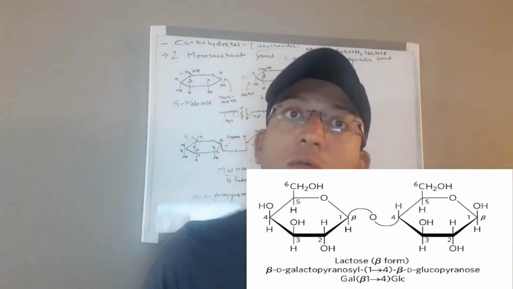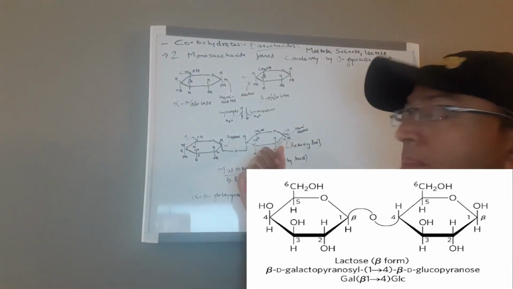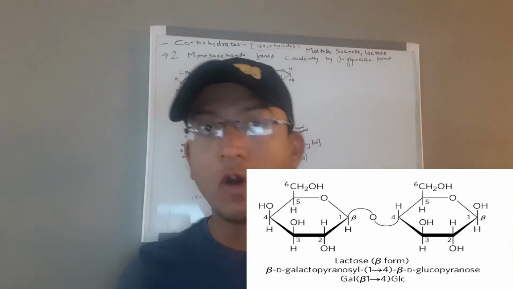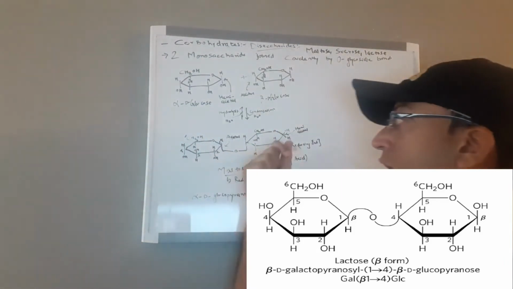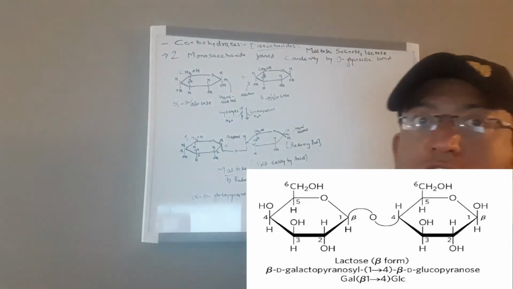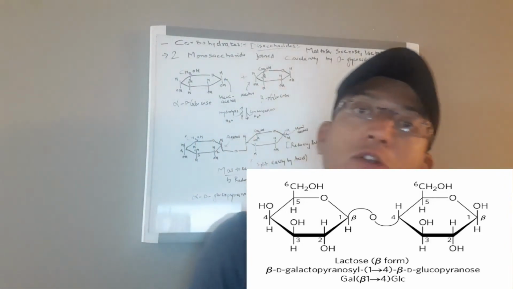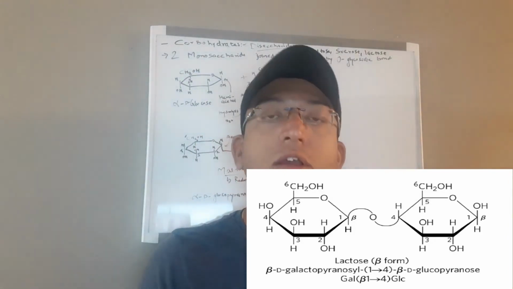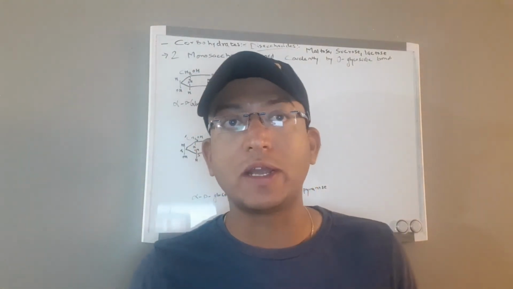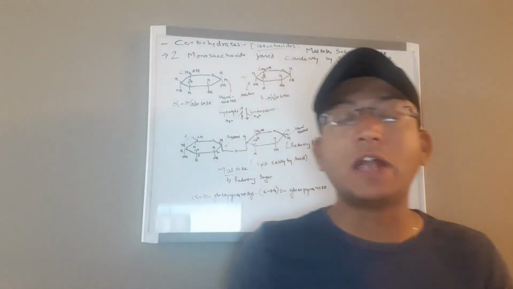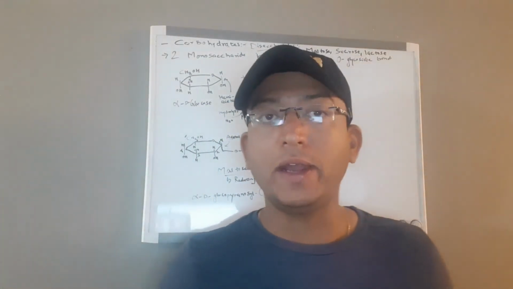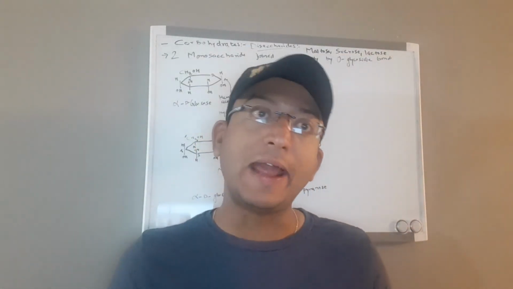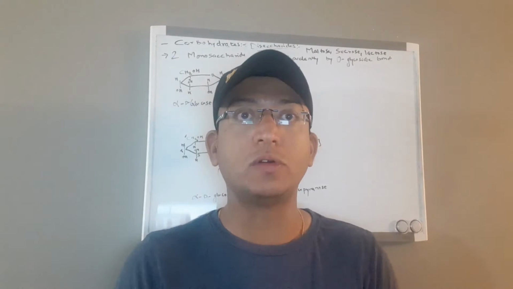And the anomeric carbon of the glucose residue is available for oxidation, and thus lactose is a reducing sugar, or reducing disaccharide. Its abbreviated name is, as you can see, Gal beta 1→4 Glc. So the enzyme lactase is absent in lactose intolerant individuals, right?